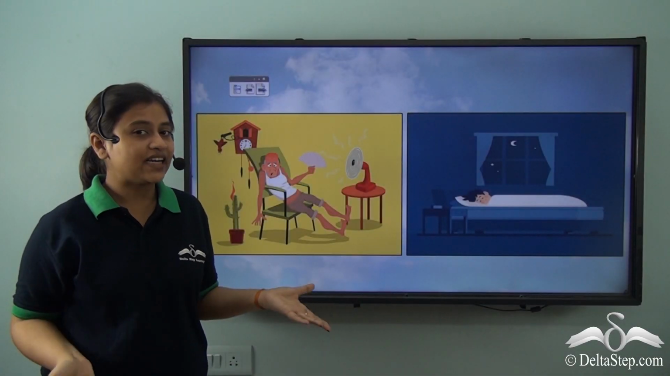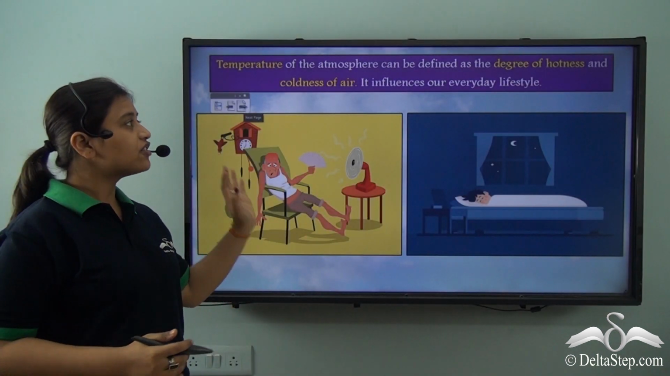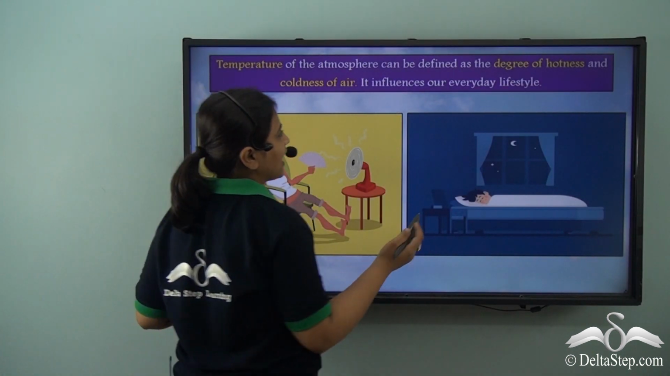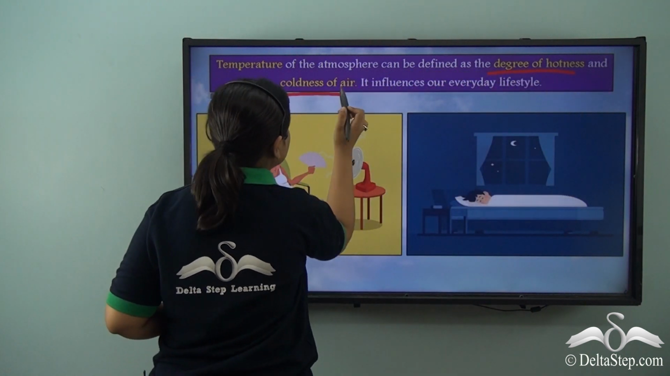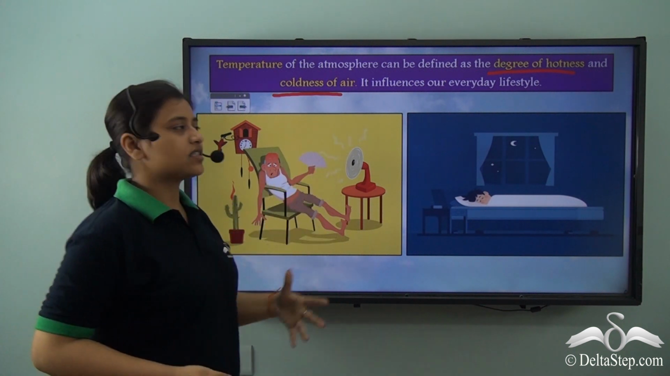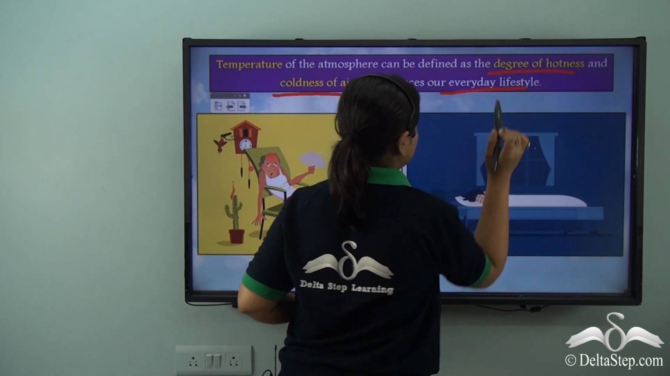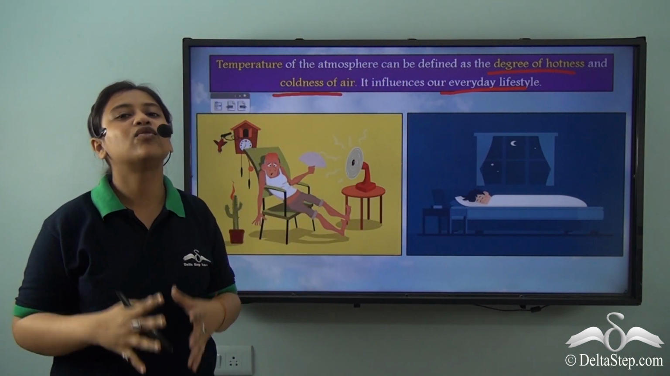But how do we define temperature? So the temperature of the atmosphere can be defined as the degree of hotness and coldness of air. As I just mentioned, it influences our everyday lifestyle. So temperature is the degree of hotness and coldness of the air.